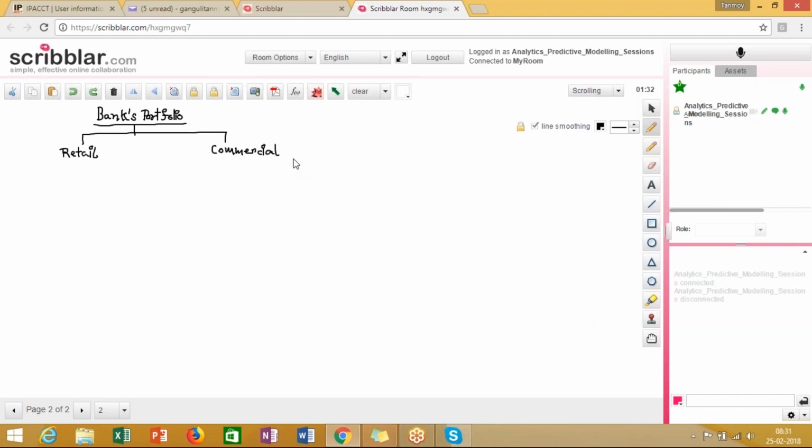A retail portfolio is a portfolio where lending is done to households and small businesses. Commercial lending is generally done to people with businesses, or who have huge businesses. So over here you have lending given to households, and the commercial portfolio is for firms.